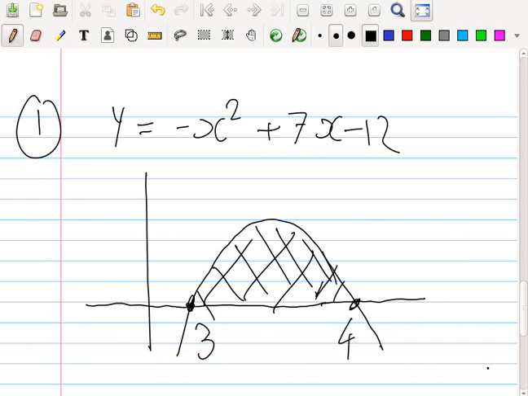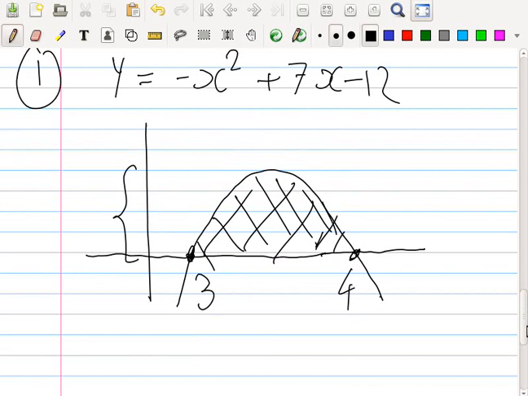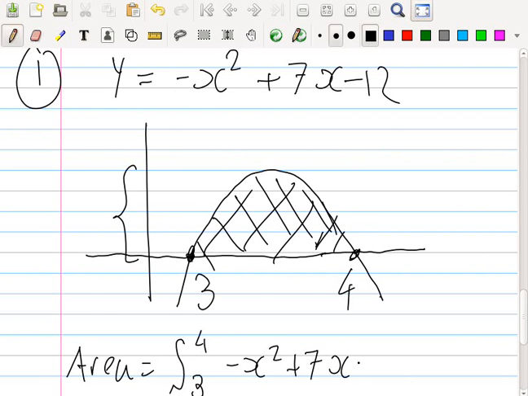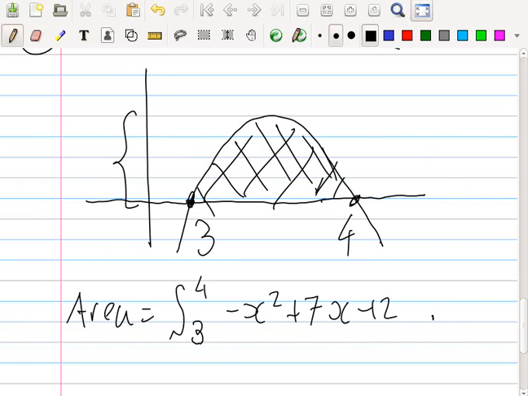Now, first question. Is the height of this positive or not? Is it positive height? Yes, it is. You can see it's positive height. So we can use our rule, no problem. And the formula says the area will equal the definite integral from 3 to 4 of minus x squared plus 7x minus 12 dx.